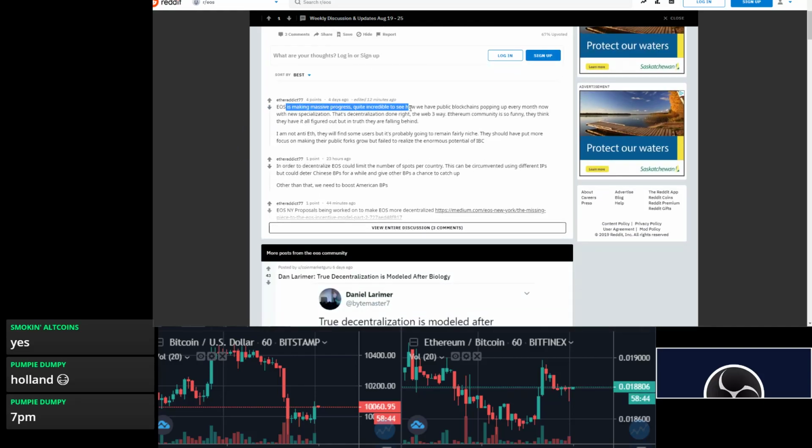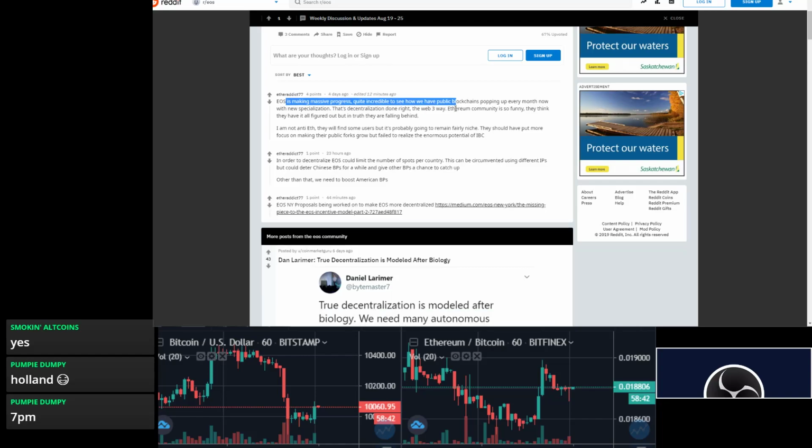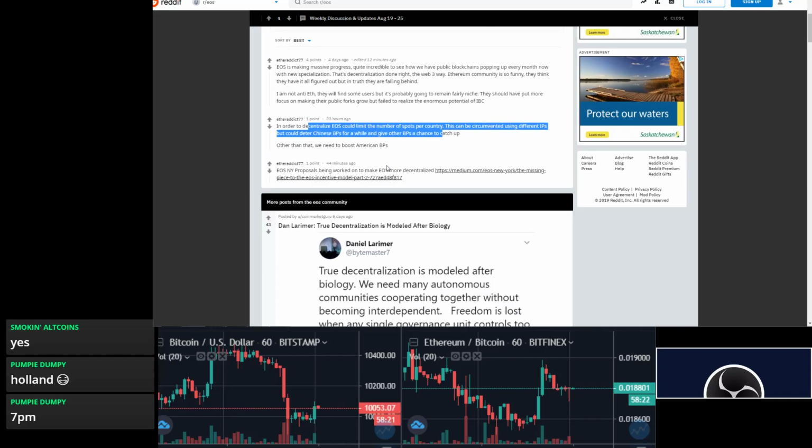EOS is making massive progress. Public blockchains are popping up every month with a new specialization. The Ethereum community is so funny. They think they figured it all out, but the truth is they're falling behind. I'm not anti-ETH, but if this is going to be a backbone on which decentralized apps run, I want to have a piece of it.